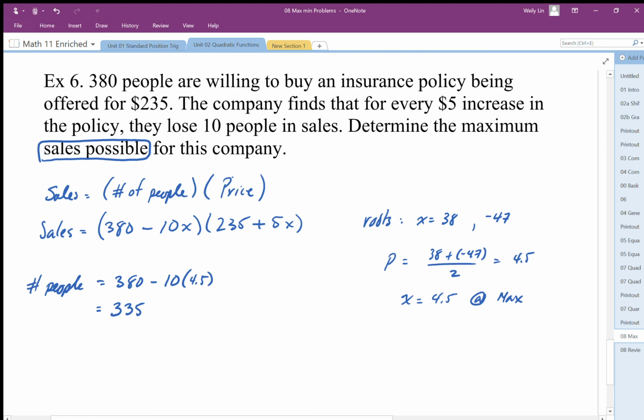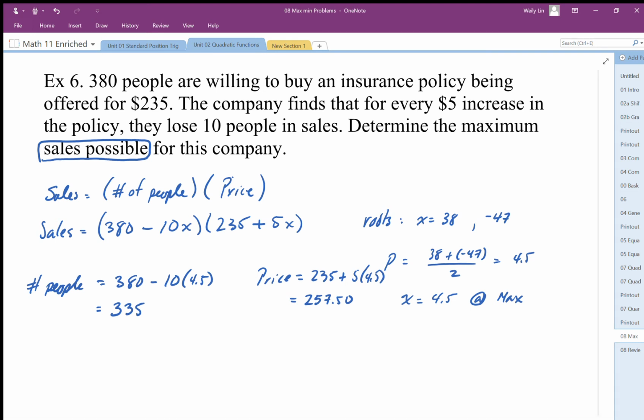Okay, the price we get from this equation here. The price is 235 plus 5 times 4.5. Well, 5 times 4.5 is going to give me 22.5. So it's going to give us $257.50. Okay, I think that's correct.